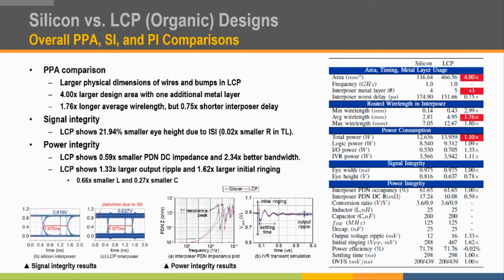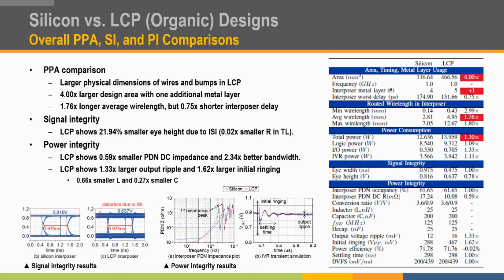In signal integrity, the LCP design shows 21.94% smaller eye height than silicon. This smaller eye height comes from intersymbol interference because of the impedance mismatch at the receiver side in the LCP design. Because of 0.02 times smaller resistance in the LCP transmission line, the reflected signal distorts other signals in the victim line. In terms of interposer PDN impedance, the LCP design shows 0.95 times smaller DC impedance and approximately 2.34 times better bandwidth. For power integrity in the time domain, the LCP design has 1.62 times higher initial ringing and 1.33 times larger output ripple than silicon, whereas others remain similar.